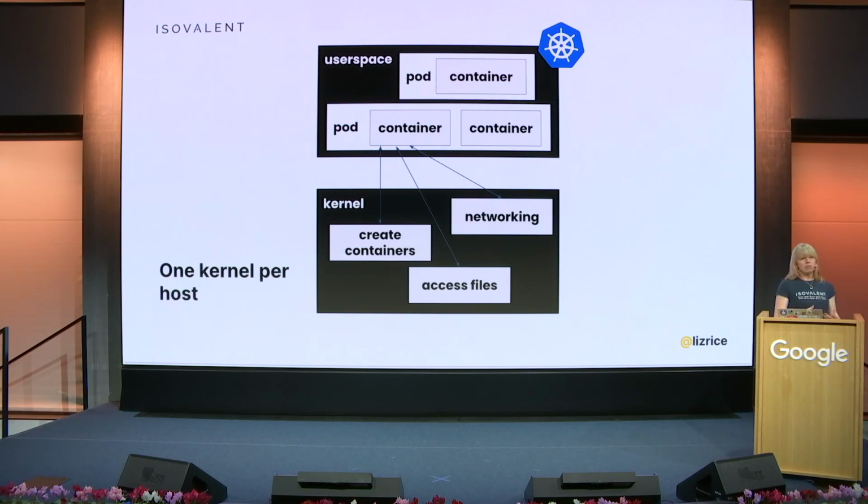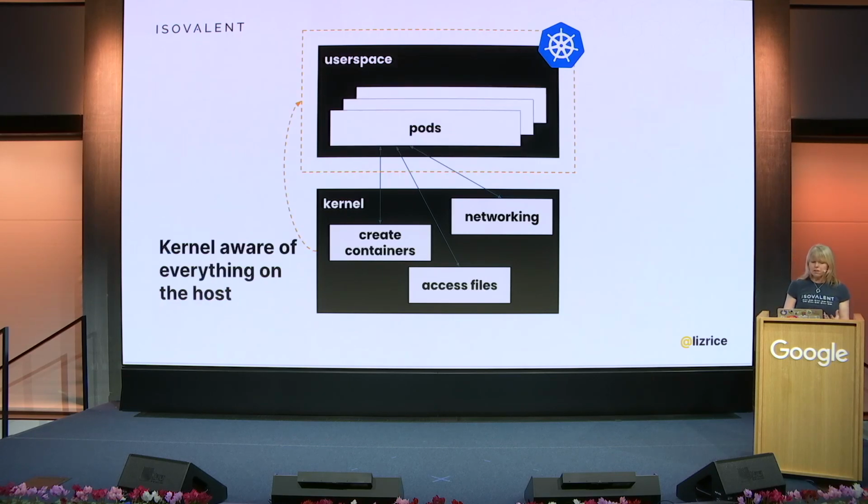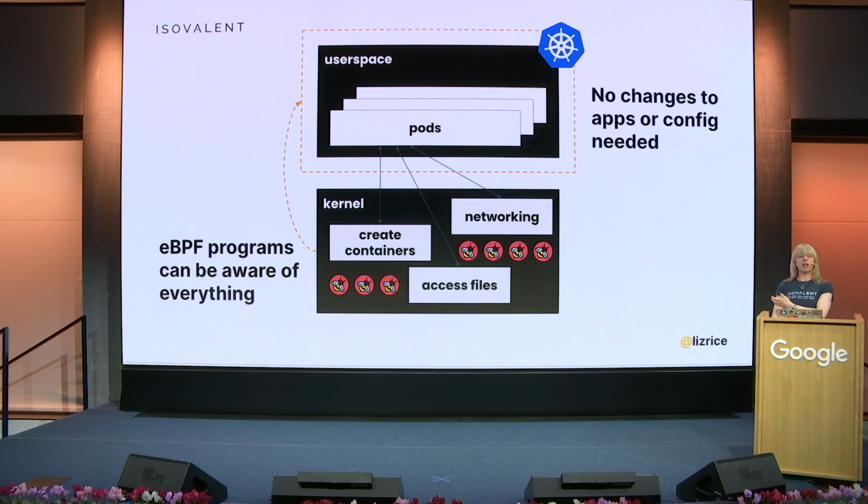And that kernel is involved whenever those applications are doing anything interesting that touches hardware. So whenever any of our Kubernetes applications are sending network messages or accessing files, or whenever Kubernetes is creating new containers, the kernel on that machine is involved. And that means we can instrument that one kernel and see what's happening across all of the pods, all of the applications that are running on that node.